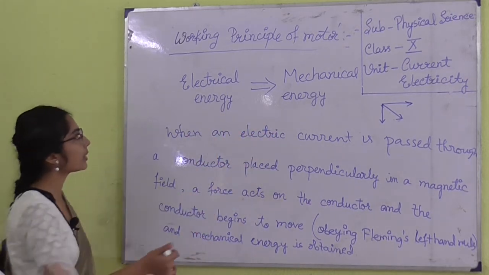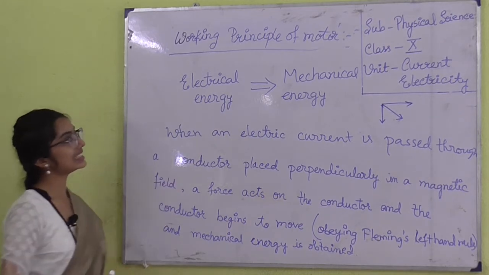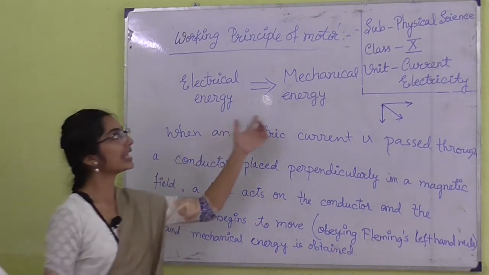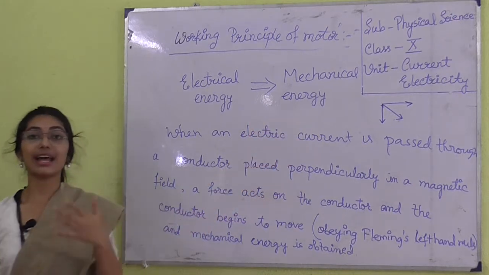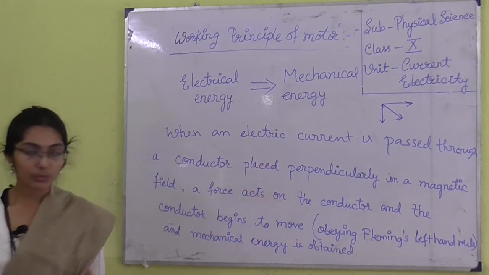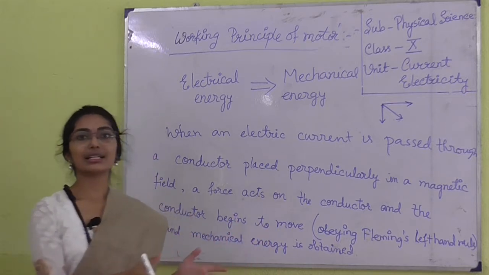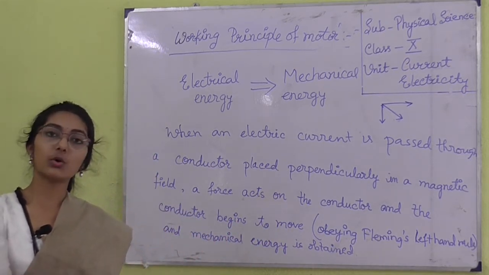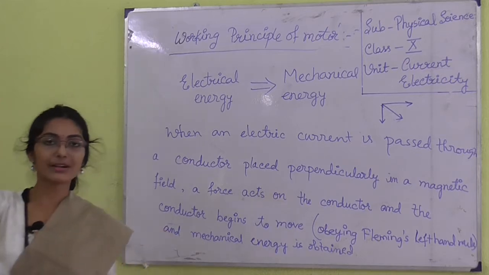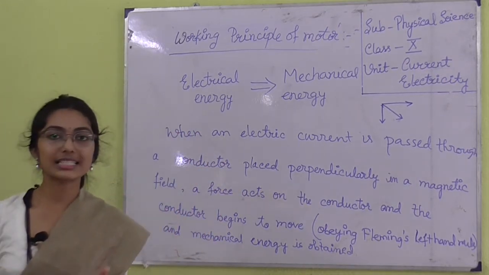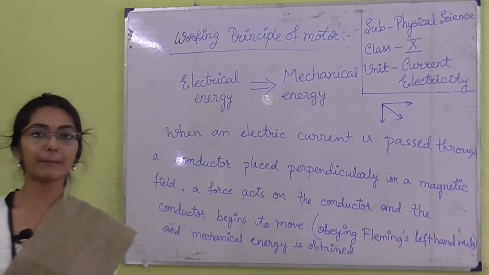So this is a very important question: which energy is obtained by an electrical motor? By an electrical motor we get mechanical energy, and where is it used? It is used in our homes in pumps, in which the water accumulated on the ground floor goes to the upper floors with the help of an electric motor. We call it an electric pump.